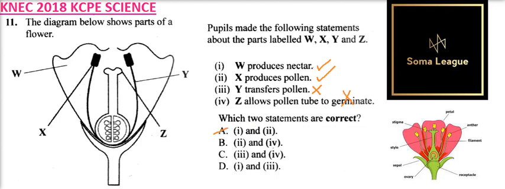Option B, 2 is correct, but 4 is not correct. C, 3 is not correct, and 4 is not correct. And D, 1 is correct, but 3 is not correct. So the correct answer is A, and that is how you answer that question.